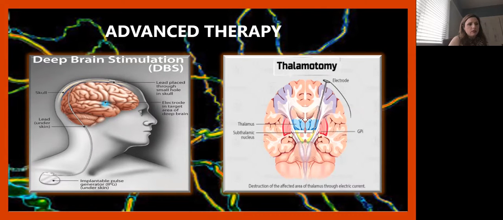Unlike deep brain stimulation, this procedure can only be performed on one side of the brain. And if you've had this procedure, unfortunately, it kind of minimizes your ability to get further advanced therapies like the DBS. And this procedure is not used as often as DBS is anymore. And I do have a video I want to show you on this one too.